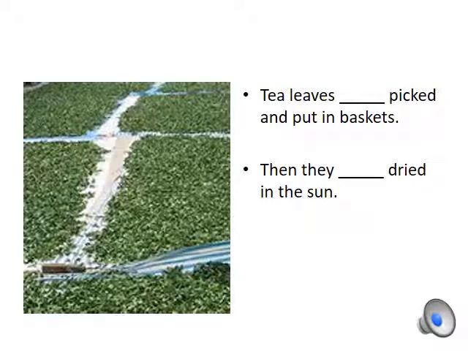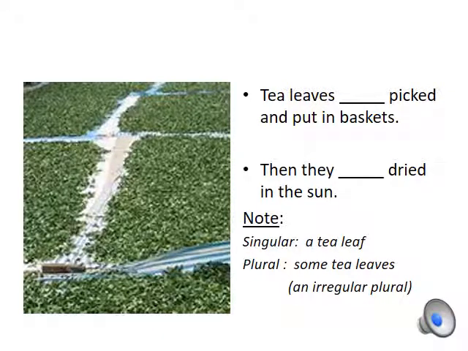Here are 2 more sentences about tea, and we have to fill the gaps with is or are. Tea leaves are picked and put in baskets. Then they are dried in the sun. Note, the singular is a tea leaf and the plural is some tea leaves. It is an irregular plural.